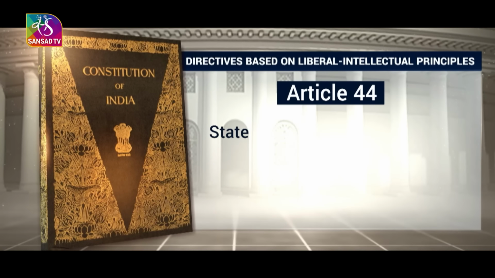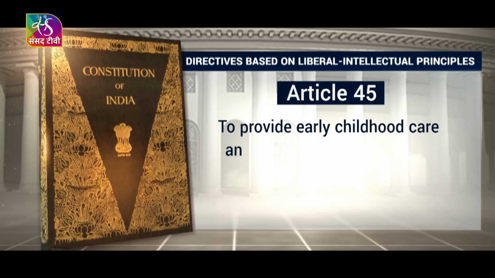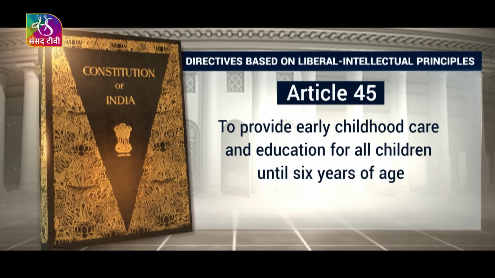Let's take a look at the directives based on liberal intellectual principles. Article 44. The state shall endeavour to secure for the citizens a uniform civil code throughout the territory of India. Article 45. To provide early childhood care and education for all children until they complete the age of 6 years.